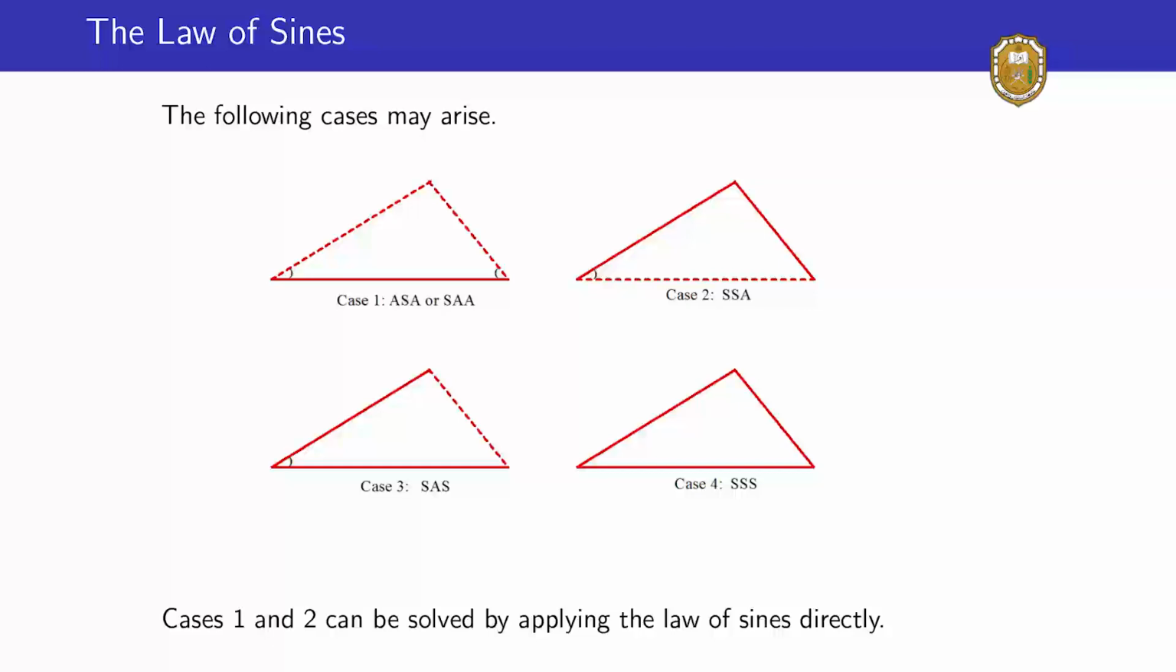Case 1, where we are given 2 angles and one side, always has a unique solution. You will always get 1 solution for this case. Whereas case 2, where you are given 2 sides and an angle, you will either get 1 solution, or 2 solutions, or no solution at all. So let's look at the various cases. Let's look at the case where 2 angles are given, and we have a side which lies between the 2 angles. So you have angle, side, angle, ASA.